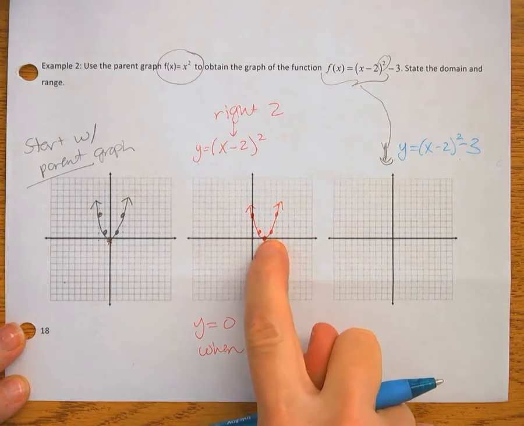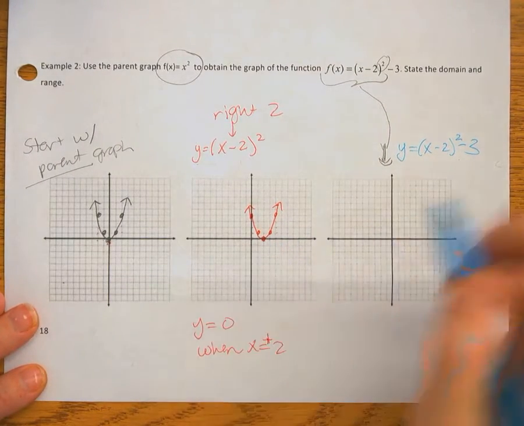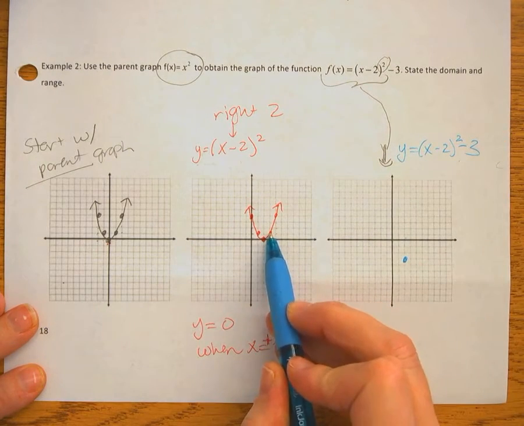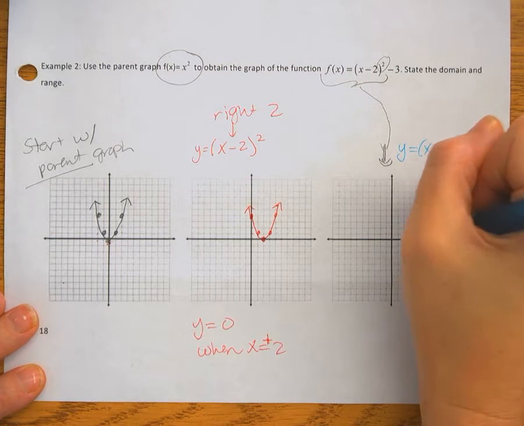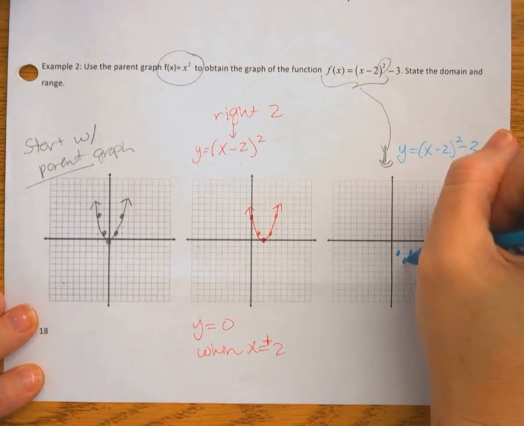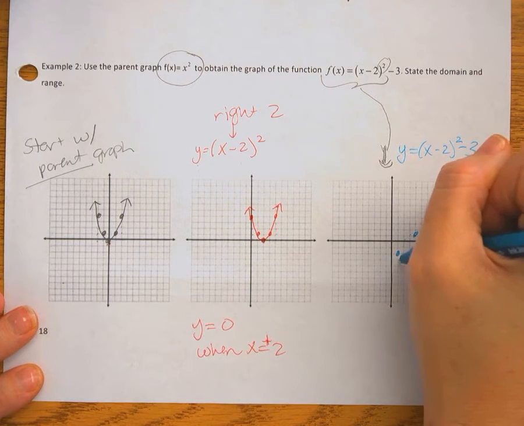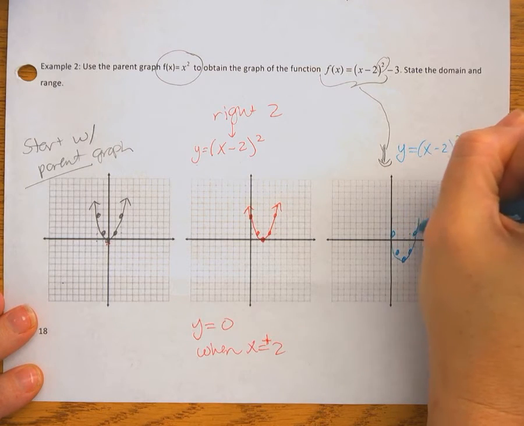So we take the points here and we shift them down 3 units. So I have a point here at 2, 0. So then I'll shift that one down 3. I have a point here at 3, 1. I'll shift it down 3. And then I'll go over 2, up 4. And here is my final graph.